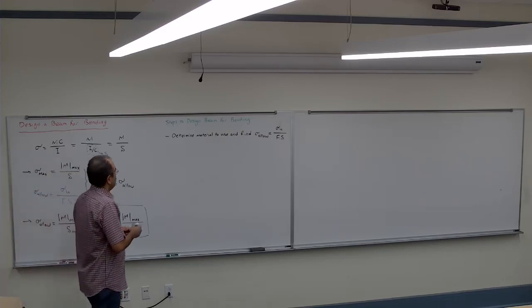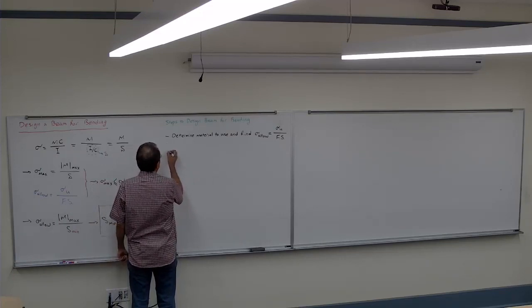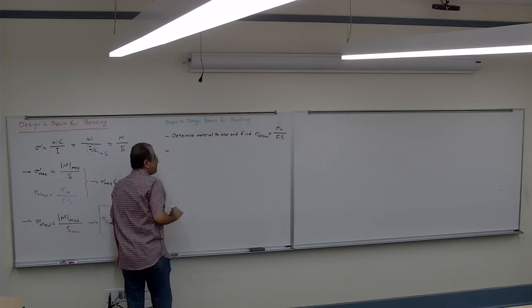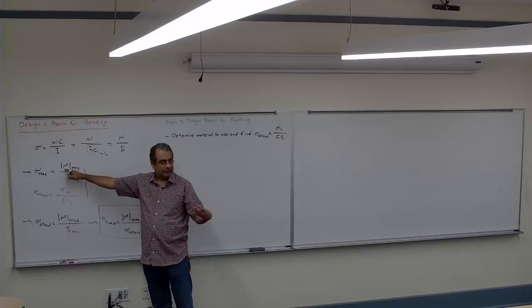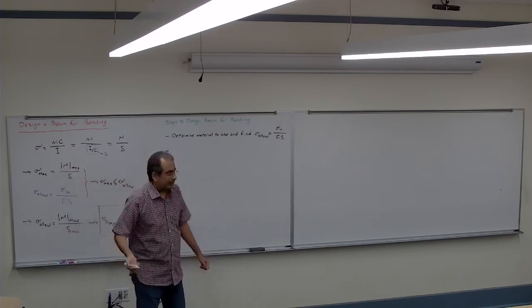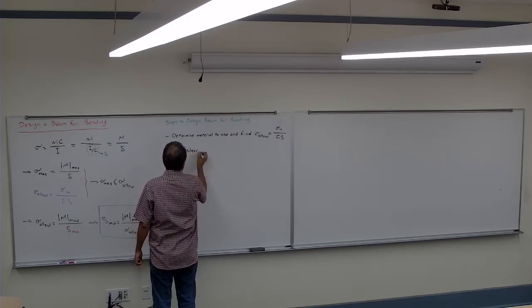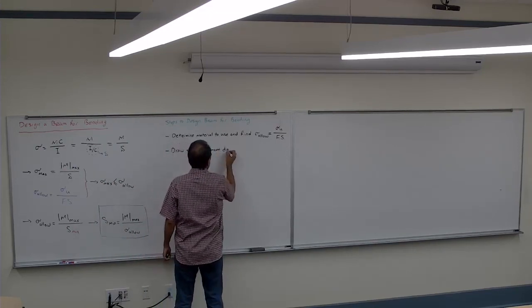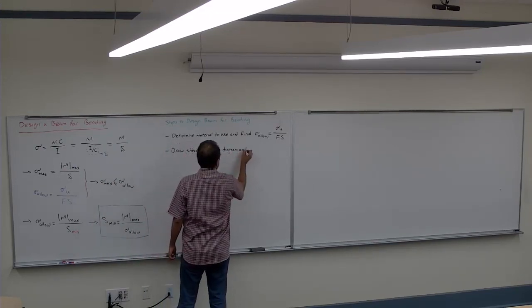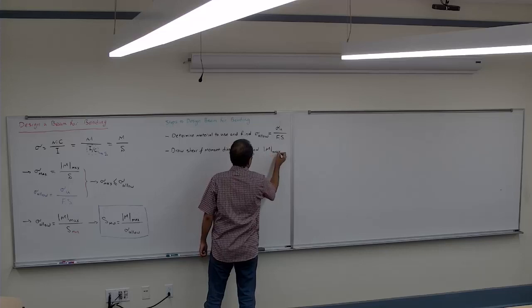The second thing, after we know the sigma allowable, is that we have to find the maximum load applied, so the maximum moment applied. So the next step is to draw the shear and moment diagram and find the maximum moment in the beam.